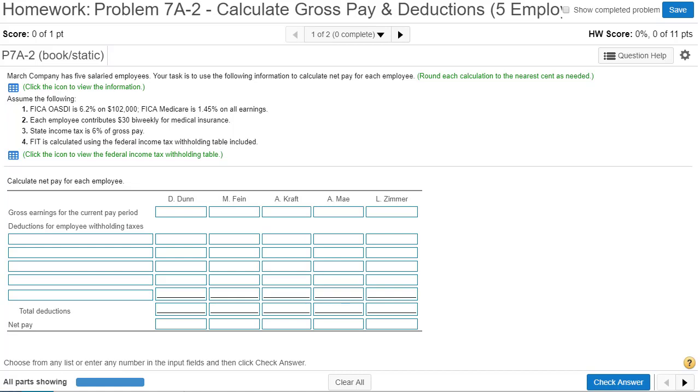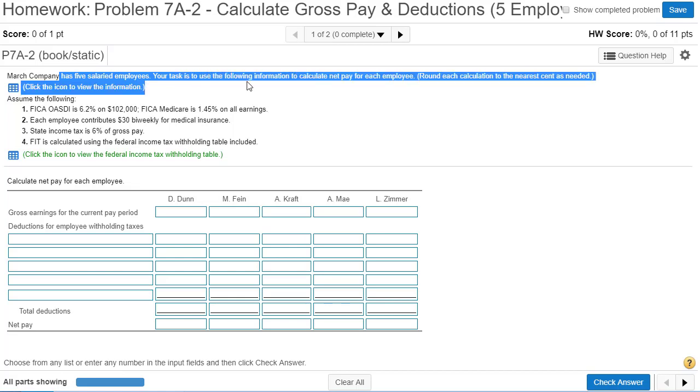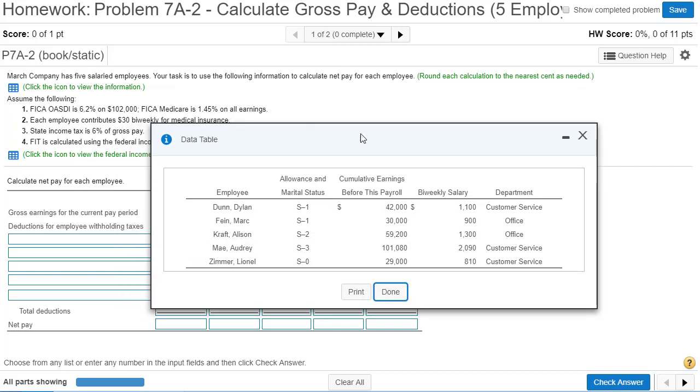Problem 7A-2, we're going to calculate the gross pay and deductions and net pay for 5 employees. March Company has 5 salaried employees. Because it says salaried, that means they do not get paid any overtime. Your task is to use the following information to calculate net pay for each employee. Obviously, round each calculation to the nearest cent. So here is our information.